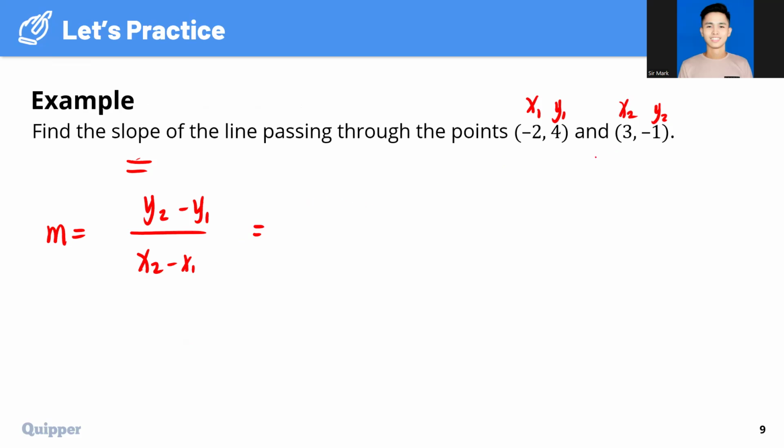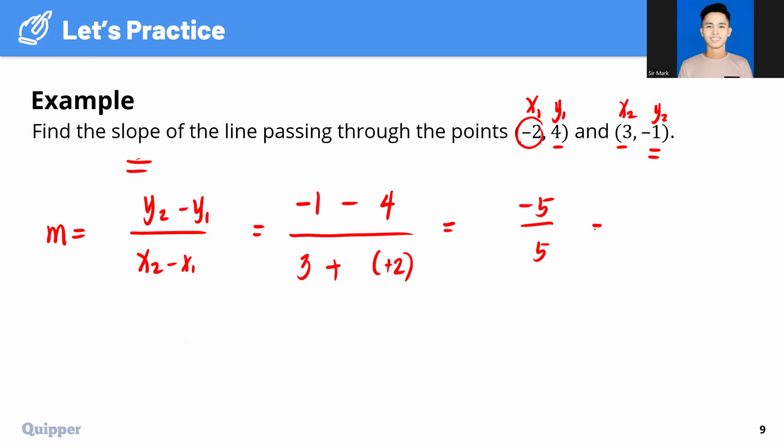What is y sub 2? Negative 1. Minus y sub 1 is 4. In the denominator, you copy x sub 2, that's positive 3, minus our x sub 1 is negative 2. So simplifying this will give us negative 5 over, remember, minus negative will become positive, so 3 plus 2 is 5. Let's simplify. Negative 5 divided by positive 5 is negative 1. So the slope is negative 1.